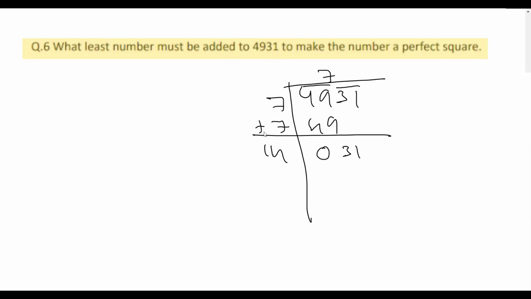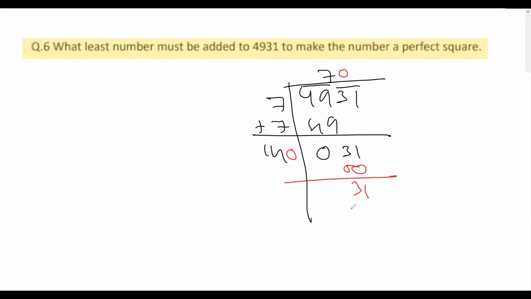Now we have to place one such number here, maybe 1, 2, which when multiplied by the same number will give you this or a number closer to this. I can see even if I place 1 here, we are getting a number bigger than this. So we should place 0 here. Placing a 0 here, you should get 0, 0. Now 31 is the remainder.